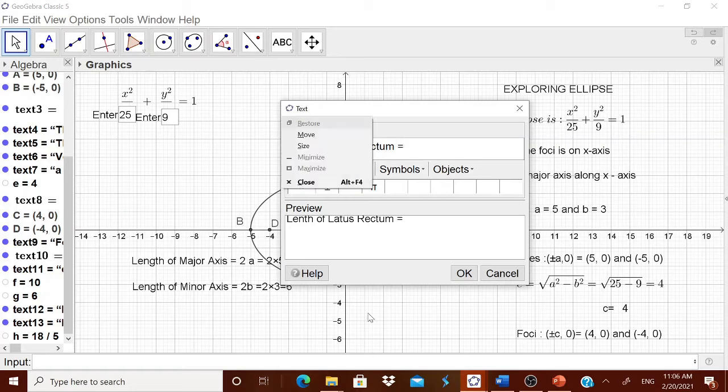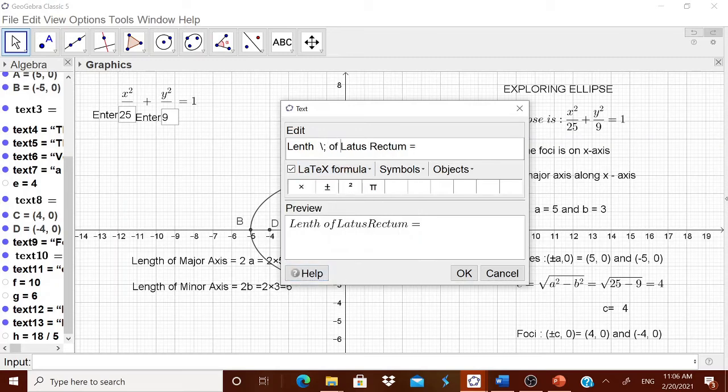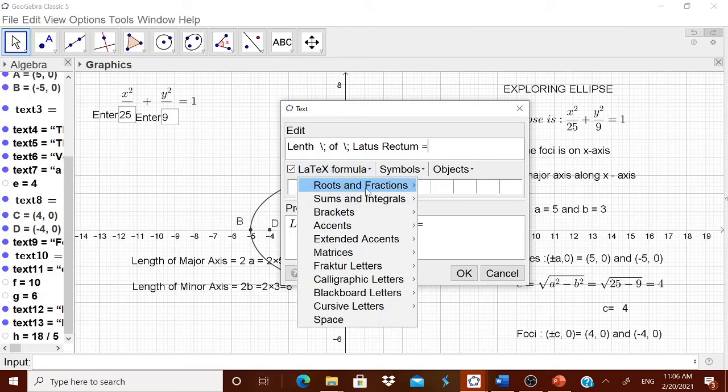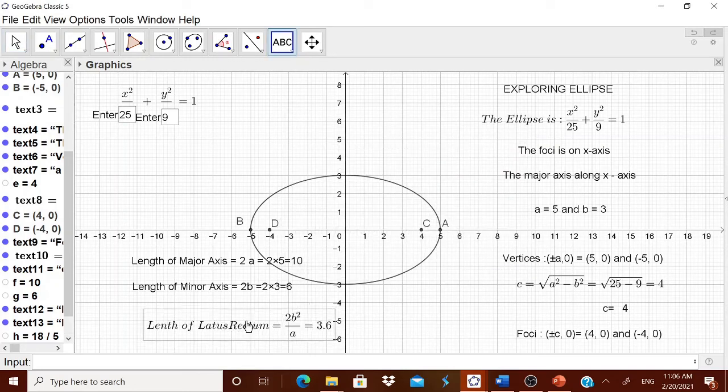Okay, now h is equal to... I think it is better to go for this LaTeX formula. You have to give space. Here you can go for this formula. Here you can write 2b square, divided by a. I think you can directly write the answer h. You can show the calculation also, there won't be an issue.